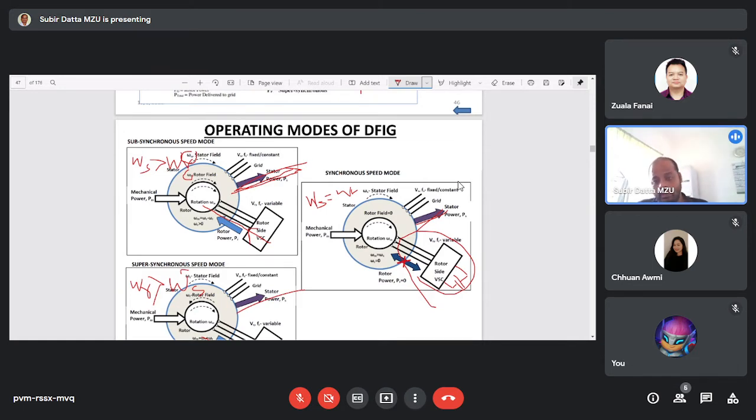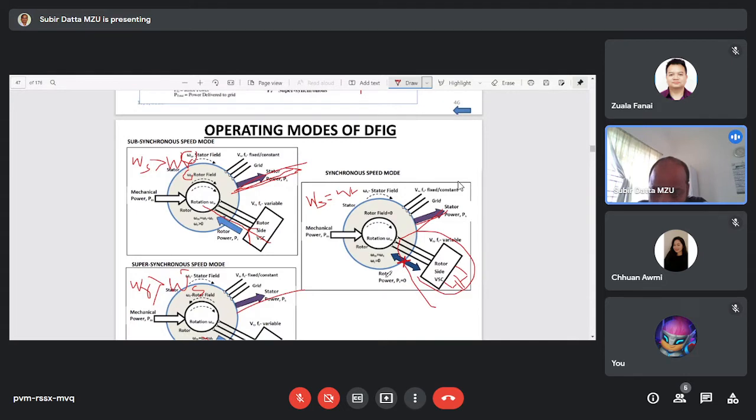Okay, so how will we get that operation? In order to get constant frequency operation, or in order to operate the system at a synchronous speed, we have to provide the excitation signal into the rotor circuit. So this rotor side converter will inject the excitation signal into the system so that we can operate this DFIG at a constant speed, and the name of that constant speed is called synchronous speed. Okay, that's why this is called synchronous mode of operation.